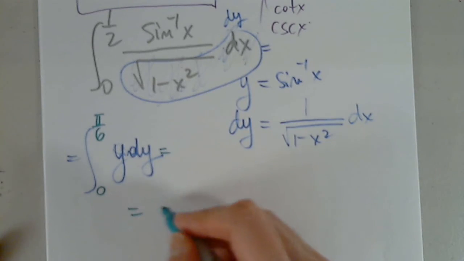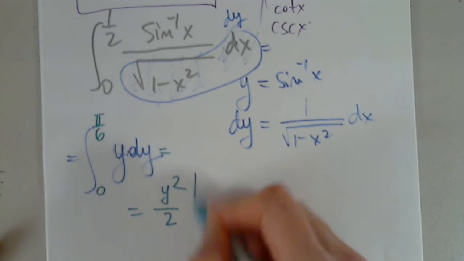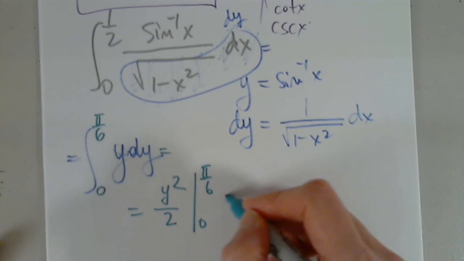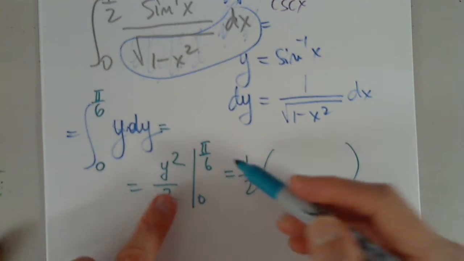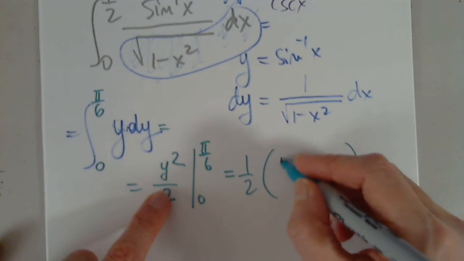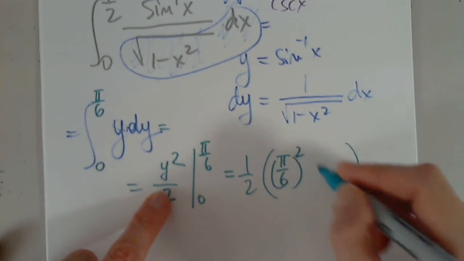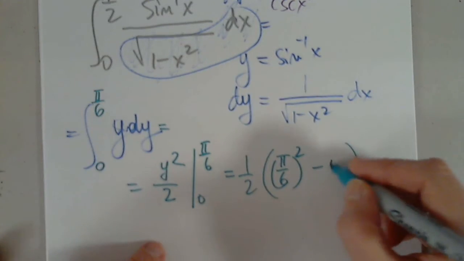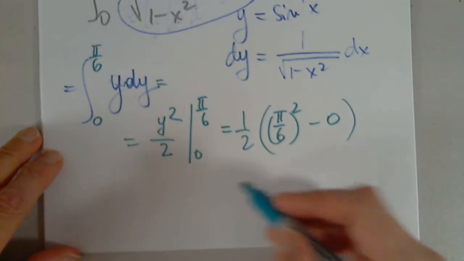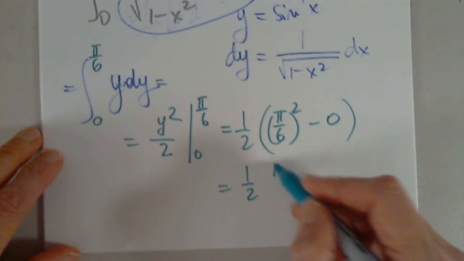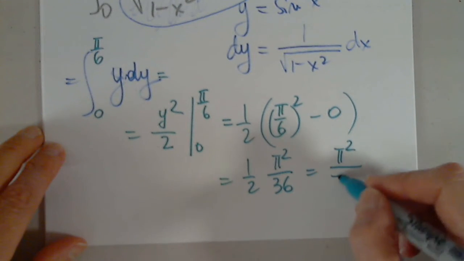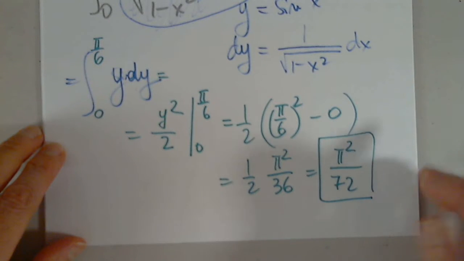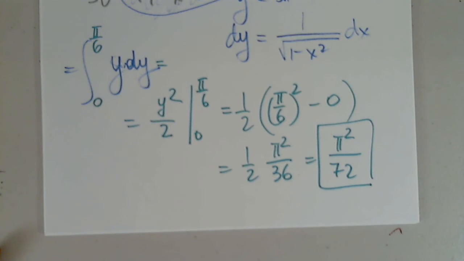So then finally y squared over 2 from 0 to pi over 6. 1/2 can wait outside patiently. I plug in pi over 6 squared. And minus when I plug in 0, I don't have anything. So this is 1/2 pi squared over 36 or pi squared over 72. You can approximate if you want. There is no need.